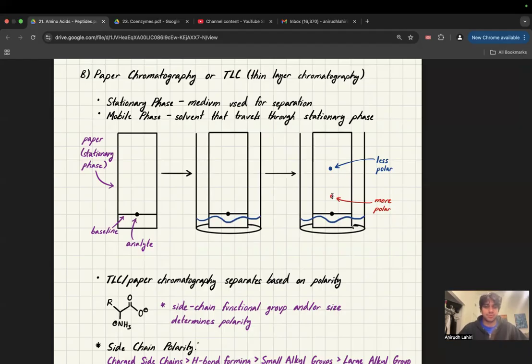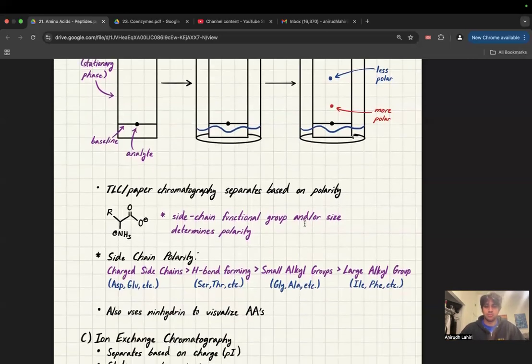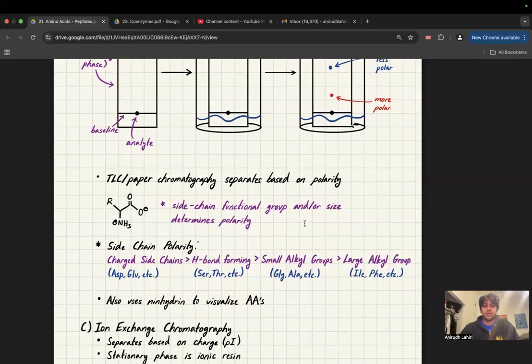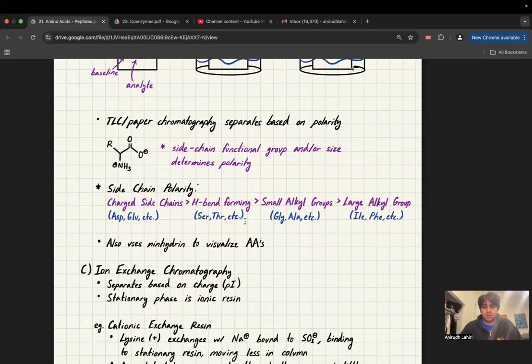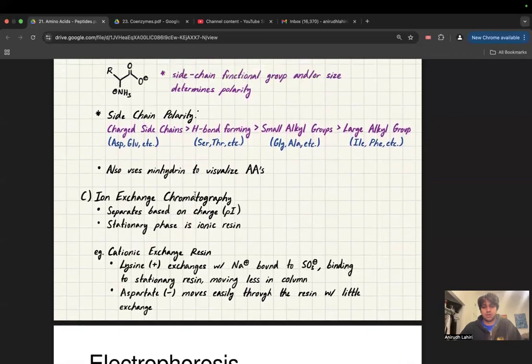Okay. And sometimes people bring up reverse chromatography, and all that is you make the mobile phase non-polar. By convention, it's polar. You make it non-polar. Wow, it reverses the trend. It's not that deep. TLC, paper chromatography, separates based on polarity. So side chain functional group and or size will determine the polarity, right? So side chain polarity: charged side chains are the most predominant, hydrogen bond forming is next, then small alkyl groups, and then large alkyl groups, right? So this is all to do with how we'll get more attraction to the polar in this hierarchy. We also use ninhydrin to visualize the amino acids.